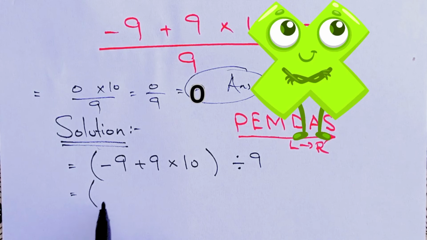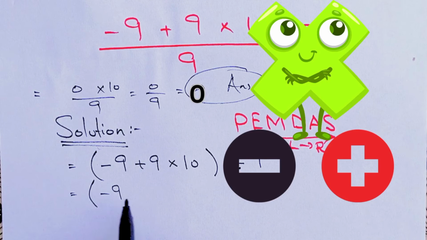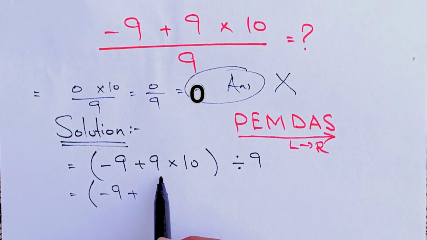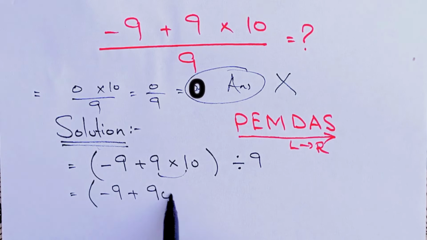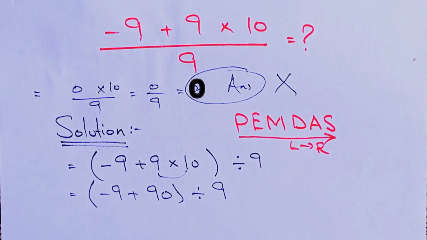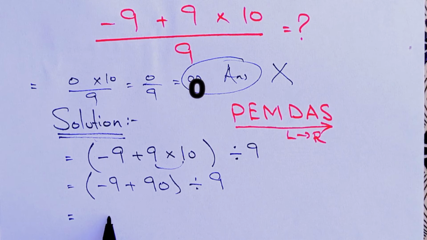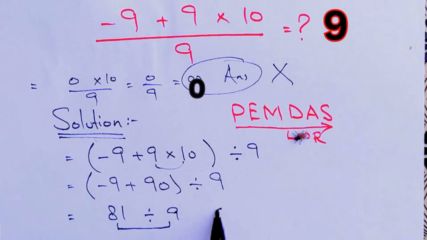So multiplication has higher priority than addition and subtraction, so according to this rule, first, 9 times 10, which equals 90. After that, -9 + 90 equals 81. Now 81 divided by 9 gives us just 9. So our final answer to this problem is just 9.